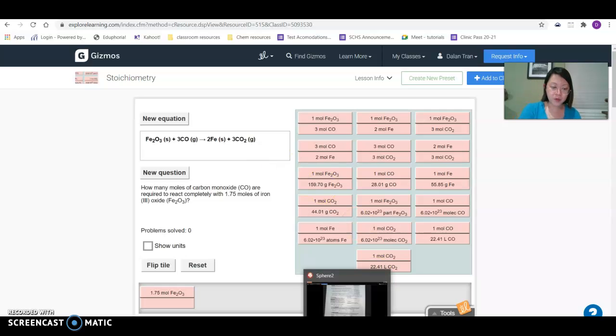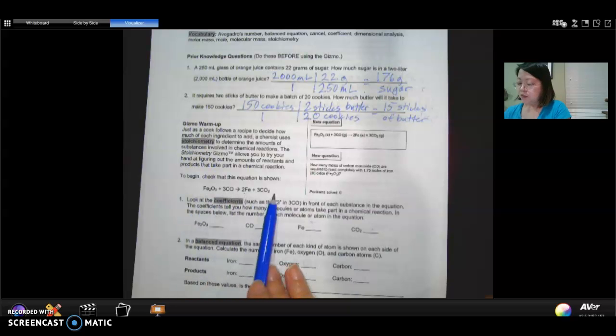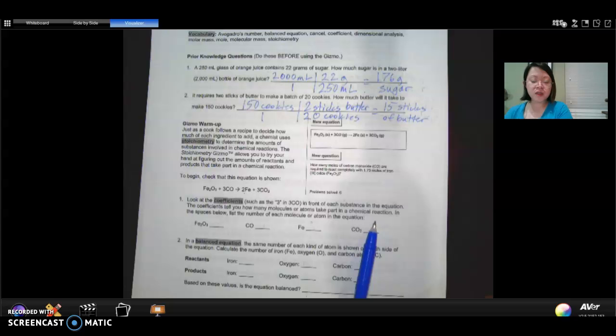But before we start working with that, we got to look at the handout. So number 1, look at the coefficients, big numbers in front of each substance in the equation. The coefficients are going to tell you how many molecules or atoms take part in a chemical reaction. So in these spaces, we're going to put those coefficients in, and that represents the number of atoms.